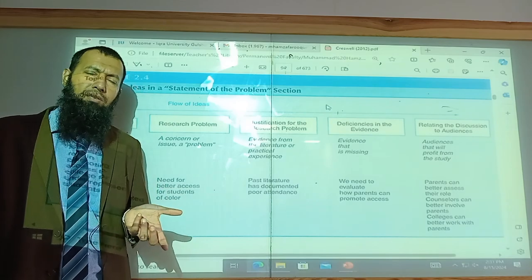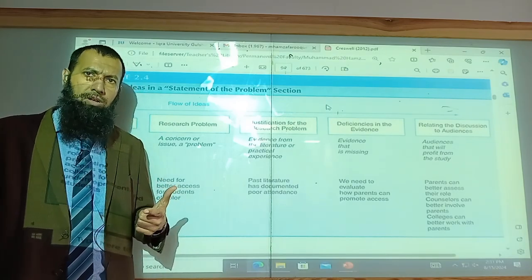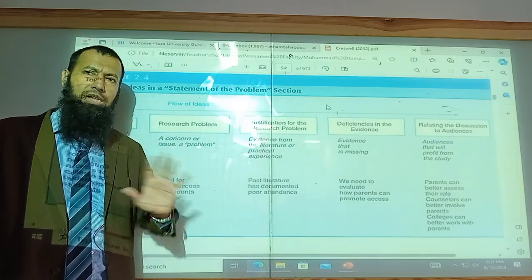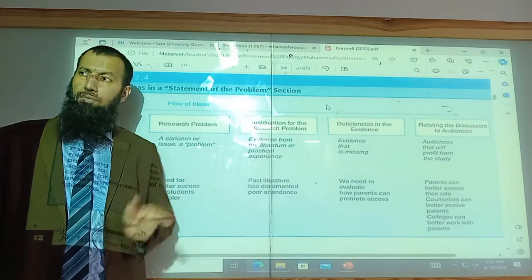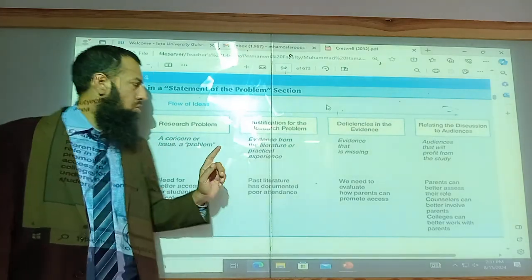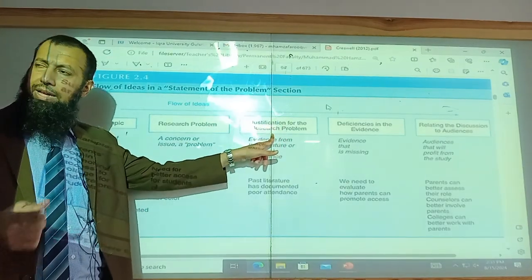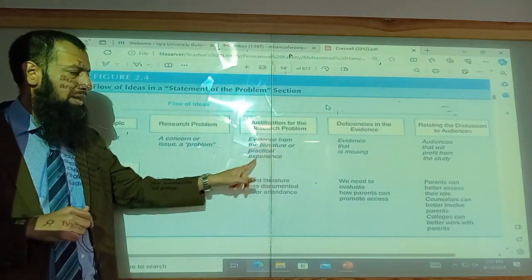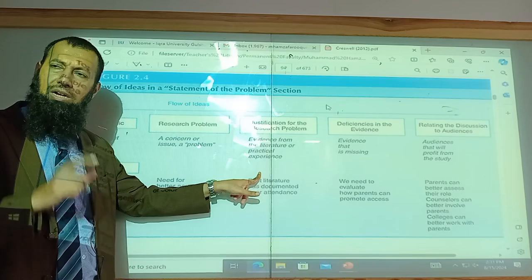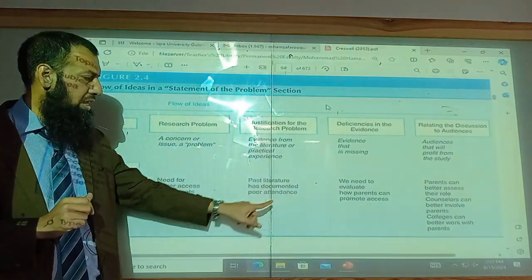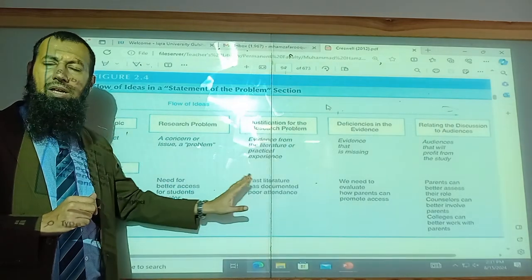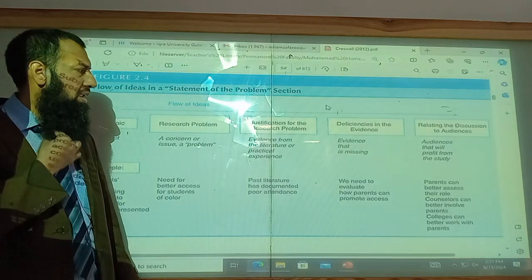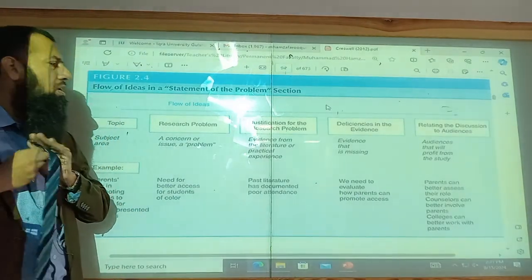The research problem is the one which requires you to work upon, for which a solution has not already been found. So you are working to find a solution for that. You have to justify whether it is a research problem or not. How do you justify? Evidence from the literature or practical experience that it is a justified research problem. The past literature has documented poor attendance, for example. It is poor attendance which has been justified, and it is the research problem.